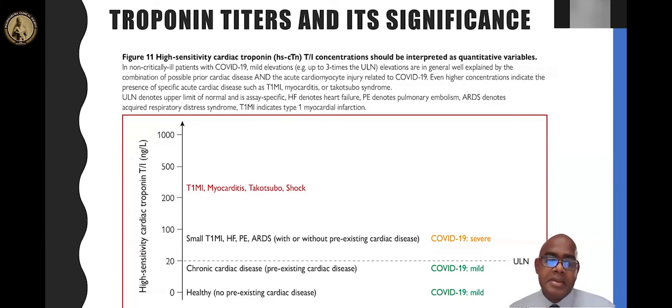the underlying cause. But if it is really above 10 times, or maybe above 200, then a severe myocardial infarction, myocarditis, stress cardiomyopathy, or even shock could be the underlying cause for the significant troponin rise.